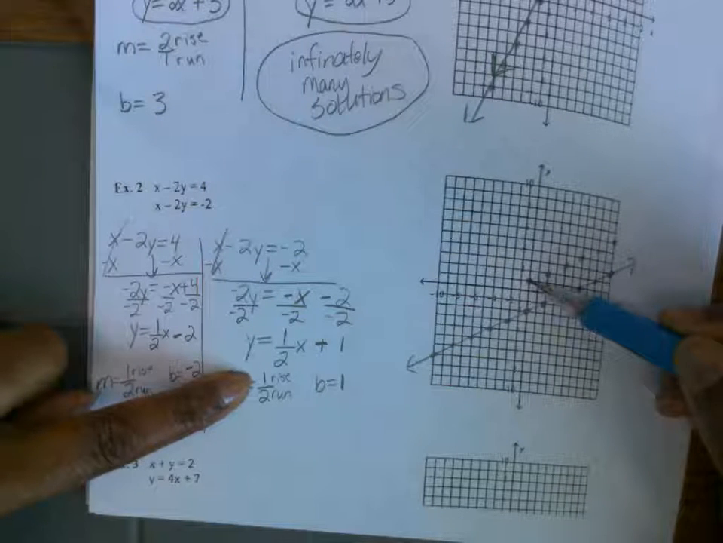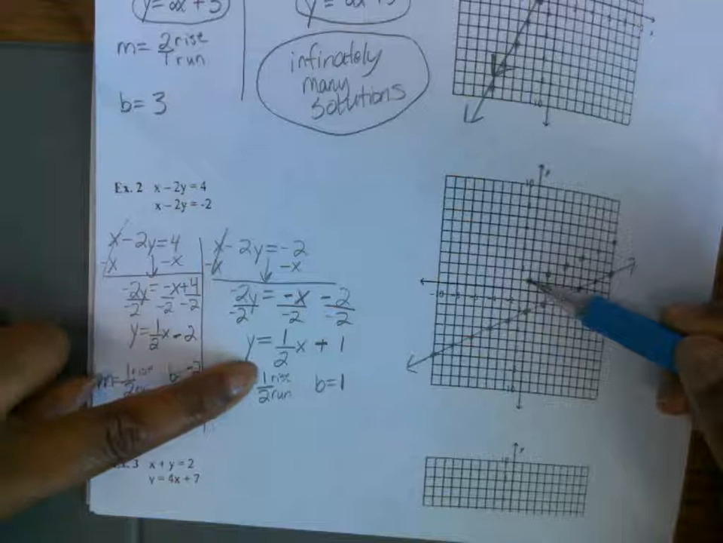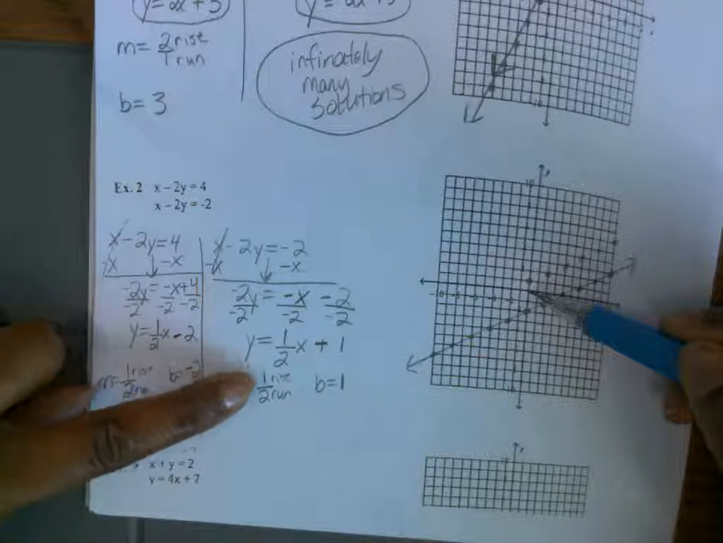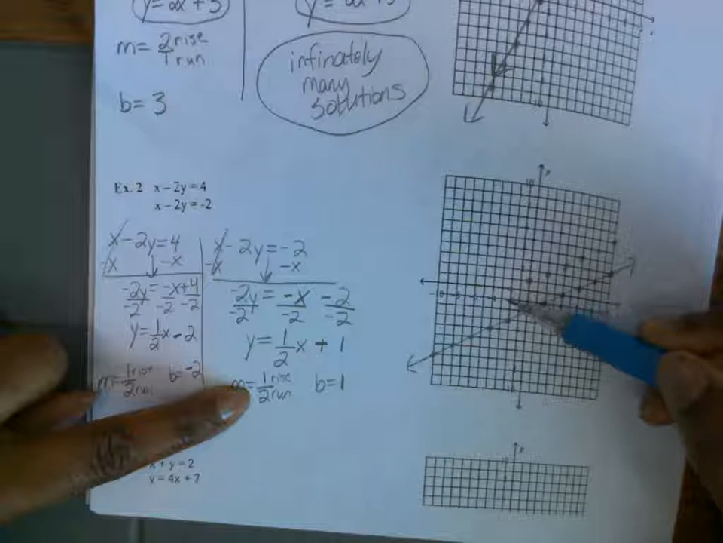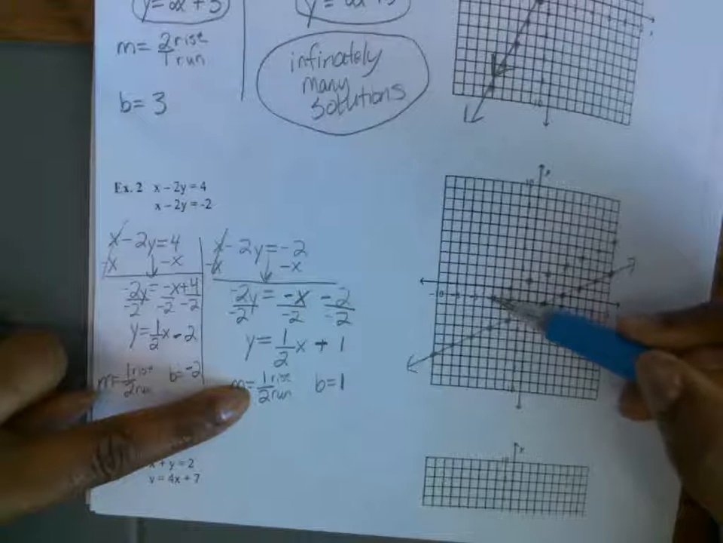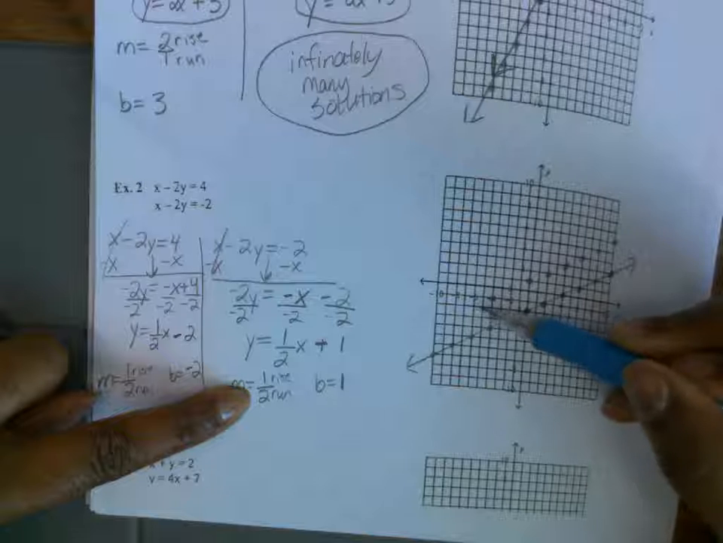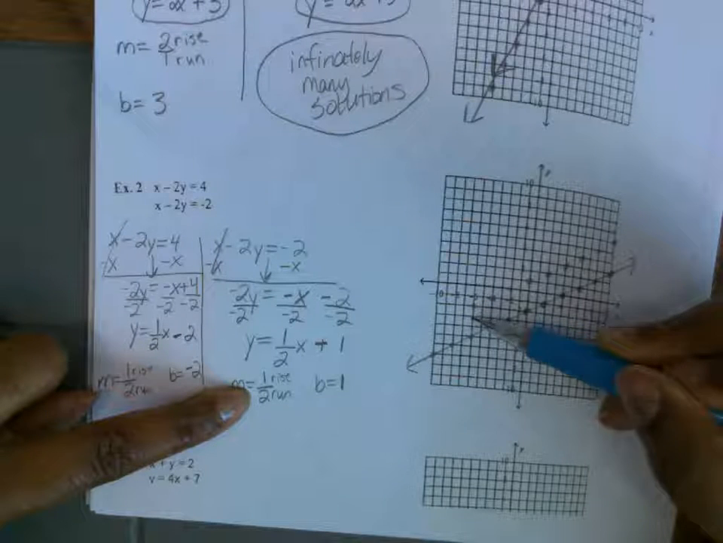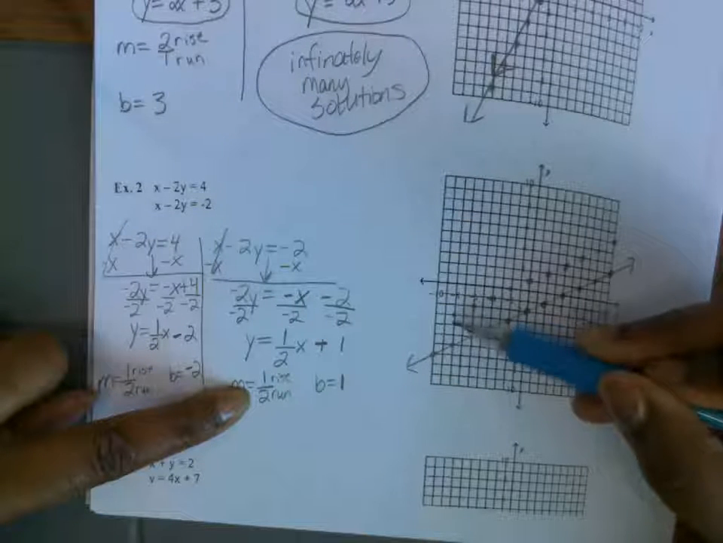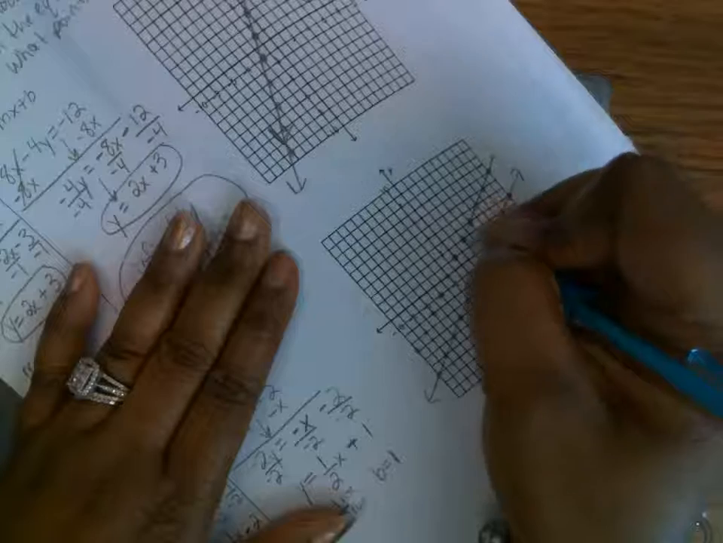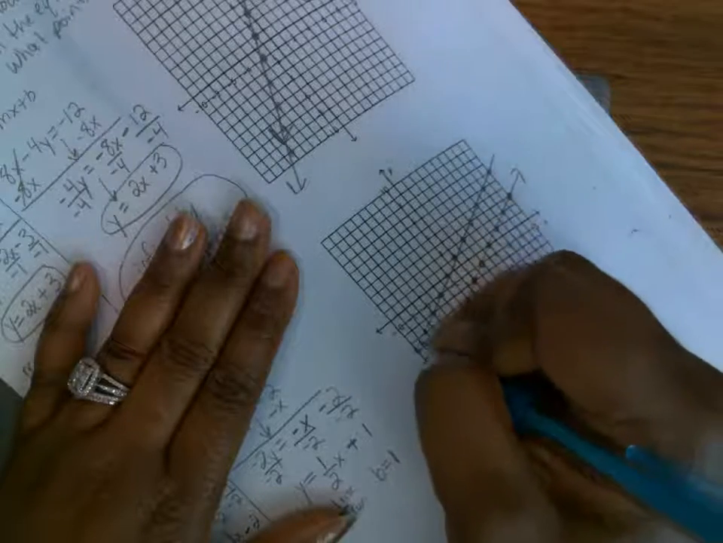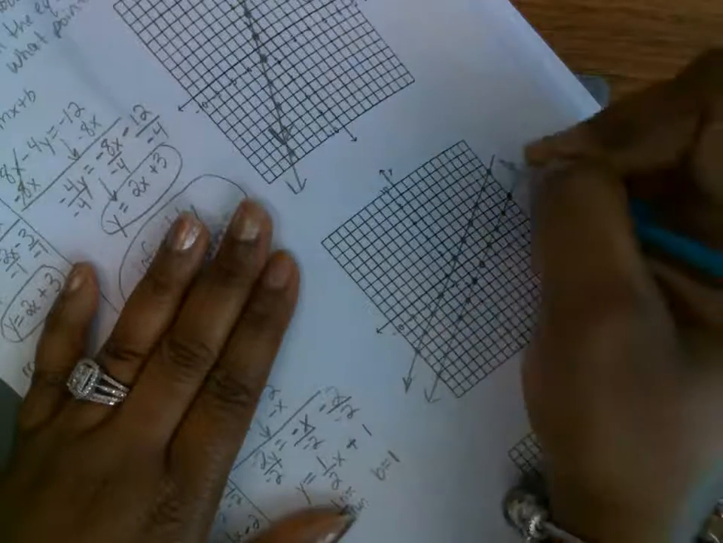If you want points in the opposite direction, instead of going up 1, go down 1. Instead of going to the right 2, go to the left 1, 2. Down 1 and left 1, 2. Down 1 and left 1, 2. Make sure you connect the ordered pairs. Extend your line and put arrows at the end.